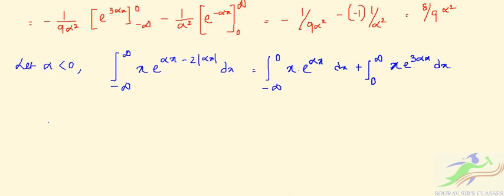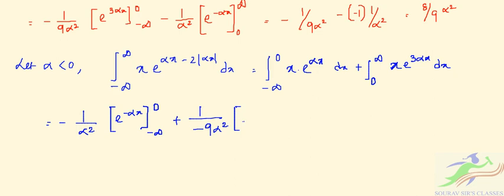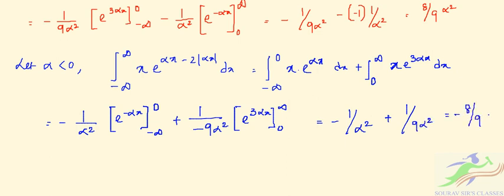From here we can write again, if we simplify, it will be minus 1 by alpha square times e to the power minus alpha x from minus infinity to 0, plus 1 by minus 9 alpha square times e to the power 3 alpha x from 0 to infinity, right? So from here you can get minus 1 by alpha square plus 1 by 9 alpha square, which is simply minus 8 by 9 alpha square. Alpha square is always in the denominator.